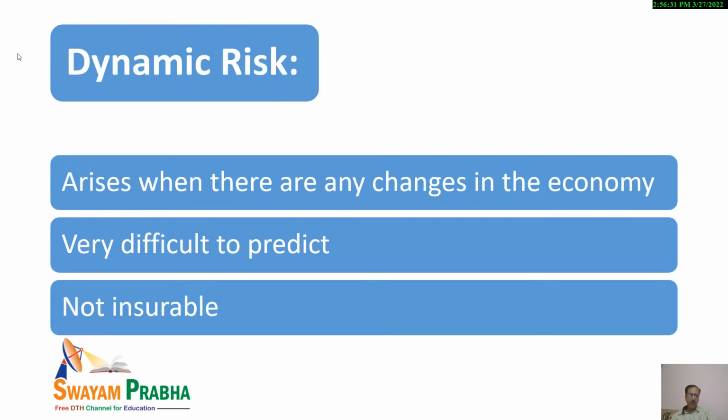And now, dynamic risk. In case some changes are there in the economy, let us suppose some changes in the taste and preferences of the customers, in that case, it will be known as dynamic risk. And the unique point is that it is very difficult to predict the dynamic risk. And as far as insurance cover is concerned, insurance companies will not be covering such kind of risk. So dynamic risk is not insurable.